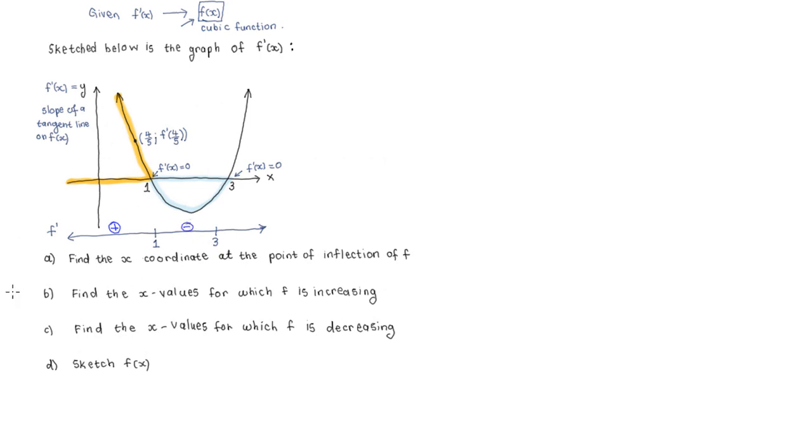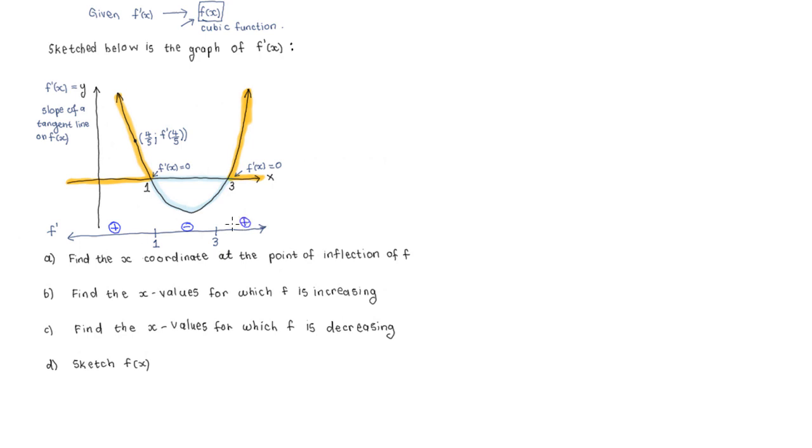And lastly, for x values greater than 3, you can see that your function goes above the x-axis again. In other words, it has positive f prime of x values. So on your number line, that would correspond to a positive sign.